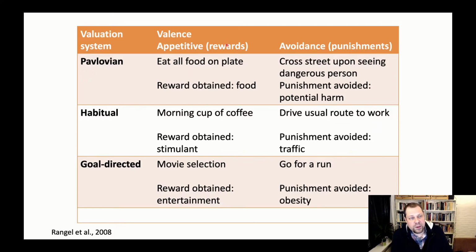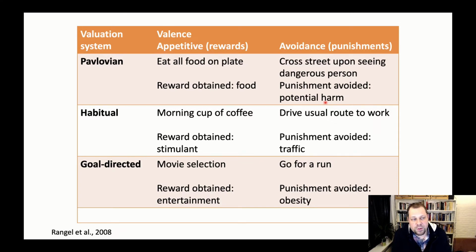So when it comes to rewards, the Pavlovian system will make us eat all the food on the plate, and the reward we obtain in that case is the food. So there are appetitive and avoidance or punishment-related responses. An avoidance-related response in the Pavlovian system is to cross the street upon seeing a dangerous person, and the punishment that's avoided then is the potential harm from the person.